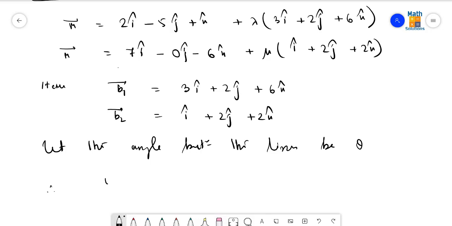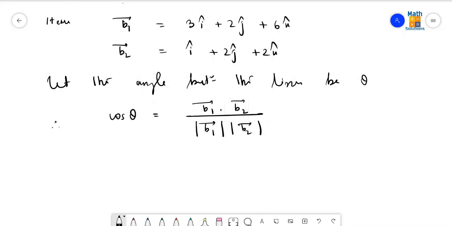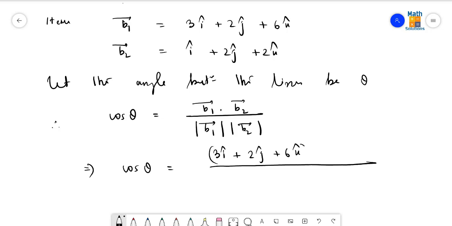Therefore cos theta is equal to vector b1 dot vector b2, the formula I am writing, divided by modulus of vector b1 into modulus of vector b2. So after this, what do I get? Cos theta is equal to 3 i cap plus 2 j cap plus 6 k cap dot i cap plus 2 j cap plus 2 k cap. Dot products are already there in the chapter of vector.